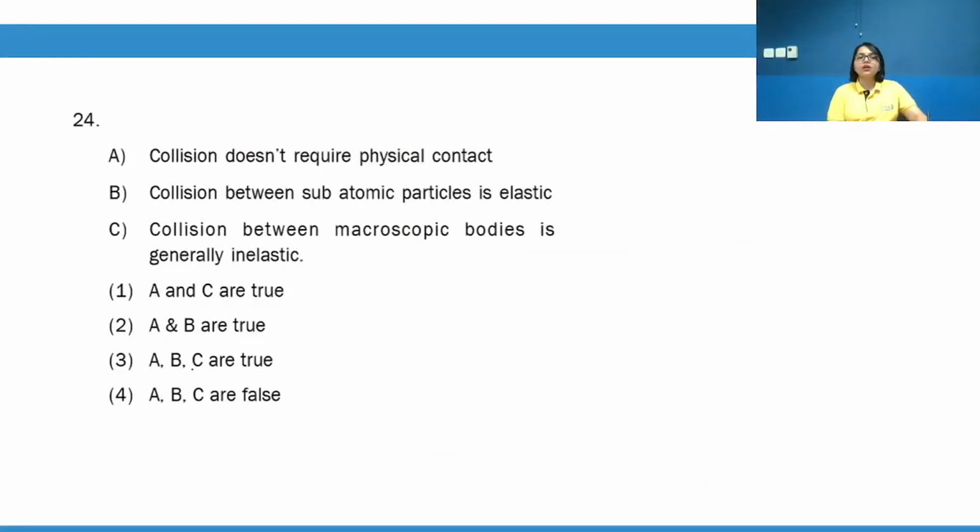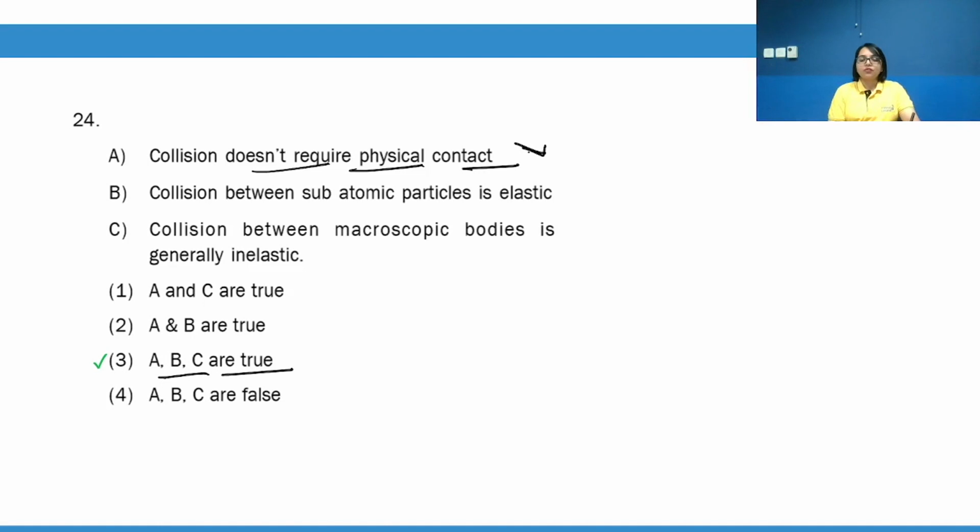Question number 24. A collision doesn't require physical contact. Yes. Collision between subatomic particles is elastic. Yes. Collision between macroscopic bodies is generally inelastic. So all these three statements are true. So the correct answer is option 3. A, B and C are true.